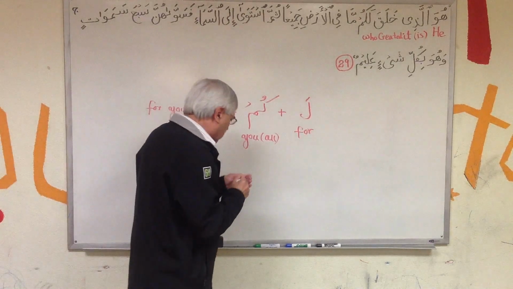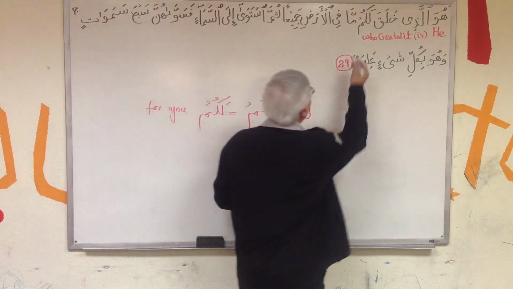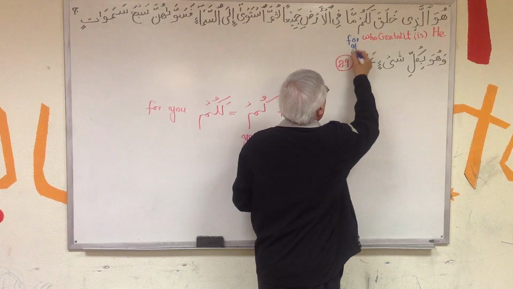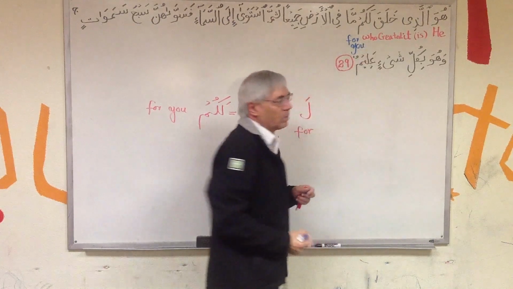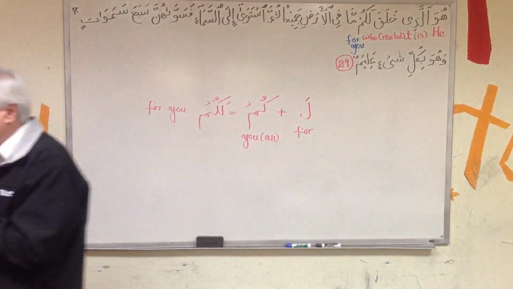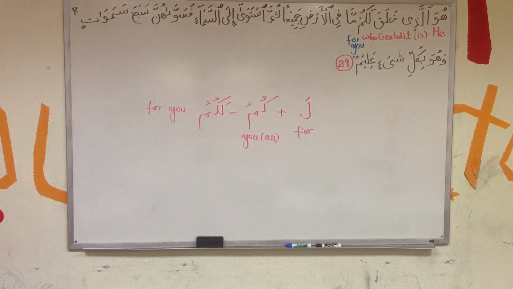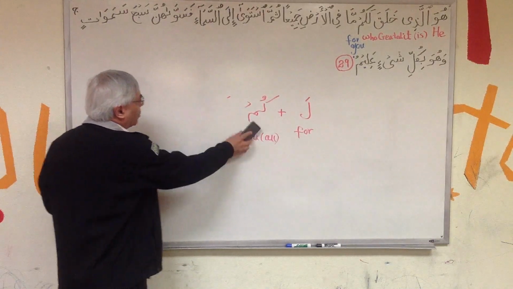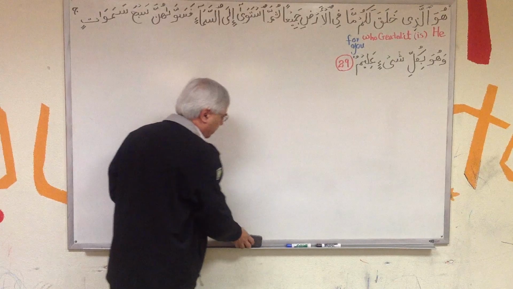Okay. So now notice what is being said here. He is the Allah who created for you. It's not saying that he created you, but the ayah is saying he created for you. Something he created for you. So that is the explanation in the next few words. Ma fil ardi jamia.